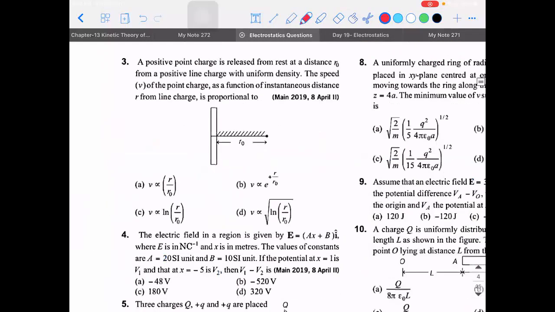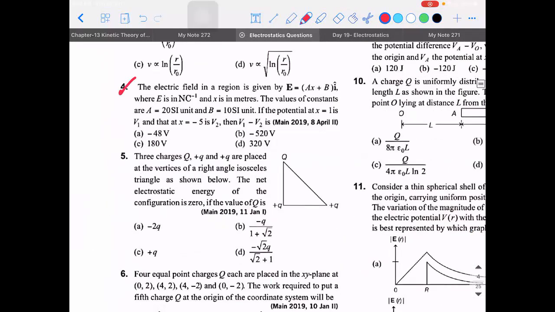Next. Can you guys try the next one? The electric field in a region is given by E equal to Ax plus B i cap, where E is in newton per coulomb and x is in meter. The value of constant A is 20 in SI units, and B is 10 in SI units. If the potential at x equal to 1 is V1 and the potential at x equal to minus 5 is V2, then V1 minus V2 is equal to how much? It's simple, you guys can do it. So what is the formula?